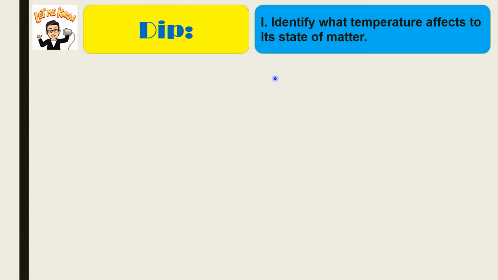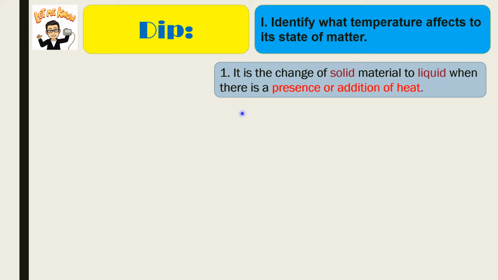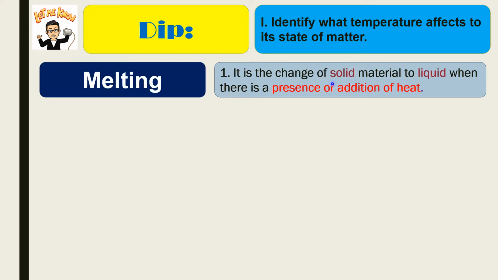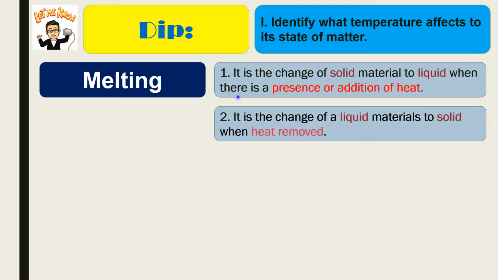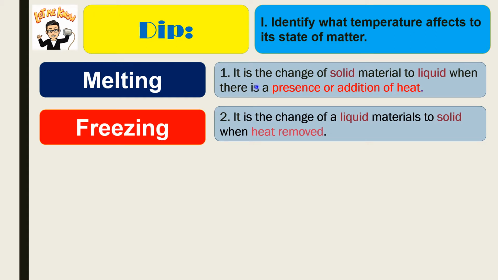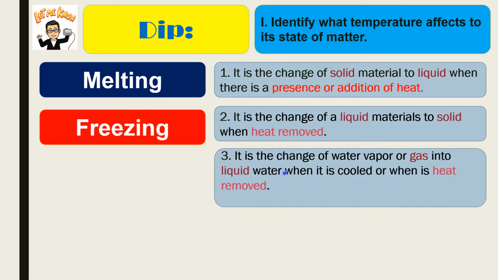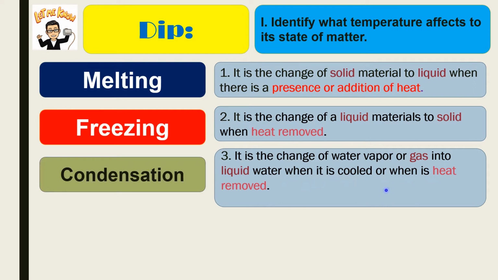So let's first identify how temperature affects the state of matter. It is the change of solid material to liquid when there is a presence of heat. That is melting. It is the change of liquid materials to solid when heat is removed. Yes, you are correct. That is freezing. Next, it is the change of water vapor or gas into liquid water when it's cooled. Yes, you are correct. Condensation.